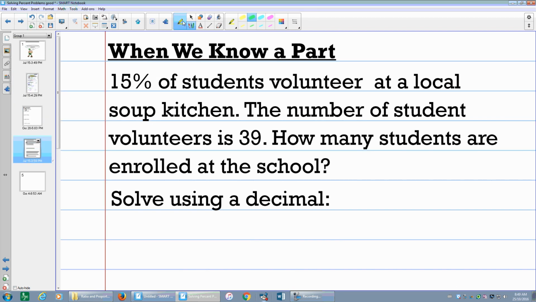The second type of example that we're going to talk about is when we know a part. So here's an example of when we know a part. It says 15% of students volunteer at a local soup kitchen. The number of student volunteers is 39. How many students are enrolled at the school? This one's a little bit different because we're not given the total amount. We're only given the 15% amount.